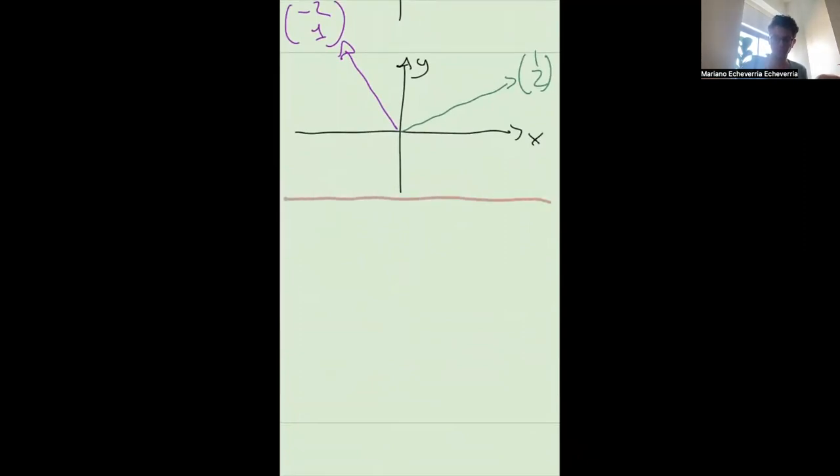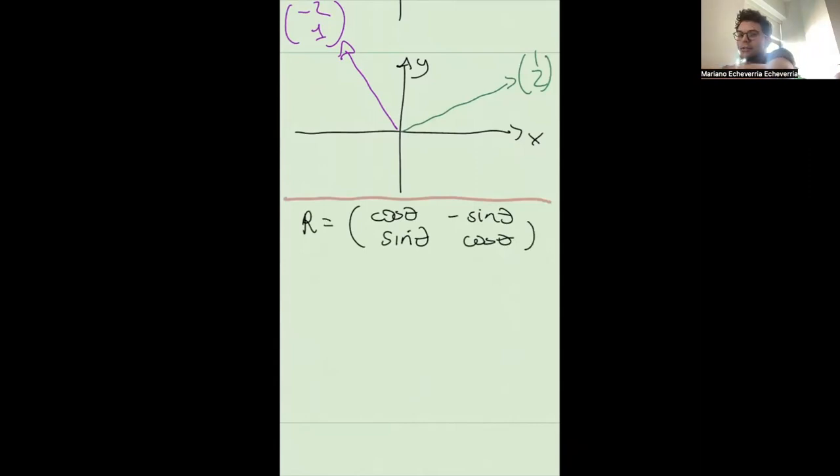Imagine that this was the rotation matrix in general, right? Imagine that I said, well, I don't want to rotate by 90 degrees now. I just want to rotate by 45 degrees. So I want to rotate a vector by 45 degrees. So what would the rotation be? Anyone remember what cosine of 45 degrees is?